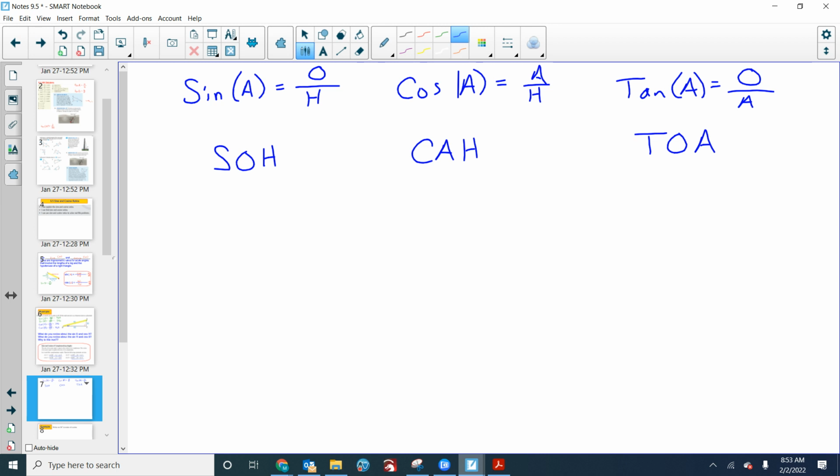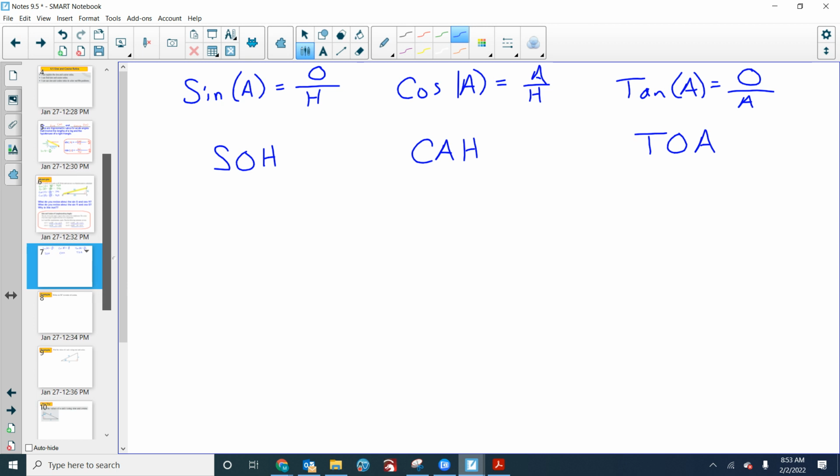SOH CAH TOA. Or I've heard it said, some old horse caught another horse taking oats away. I don't know, I just memorized SOH CAH TOA. But then I figured out that some students misspell SOH CAH TOA, and then it's not helpful at all, just like if you misspelled PEMDAS. But however you want to memorize it. Actually, it was Sacagawea's sister, but nobody ever gives her credit.